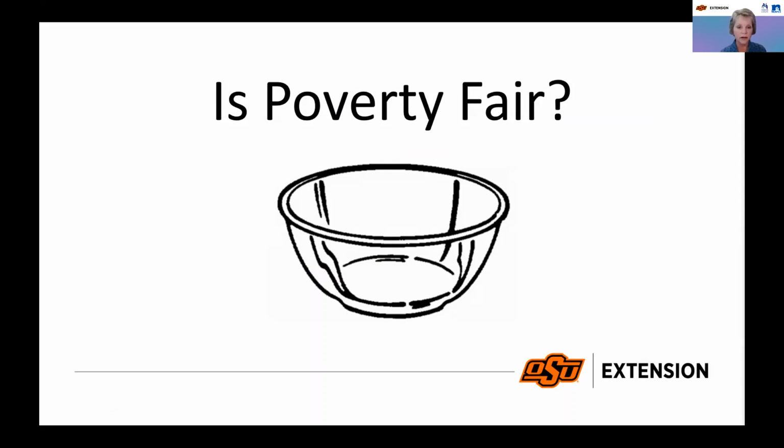And at this point, we just wanted you to think about, is poverty fair? So based on where you sat down is where your bowl, you got treats, or you got nothing, or you got some dry crackers. So think about it. How would you feel in the way in which the candy was distributed? Anybody want to chime in real quick?